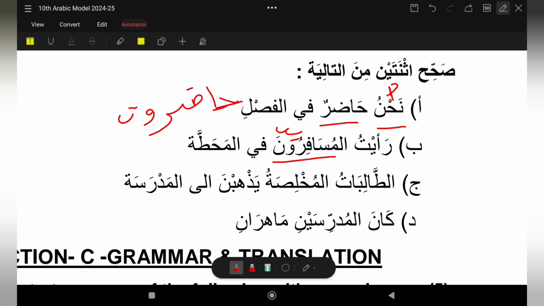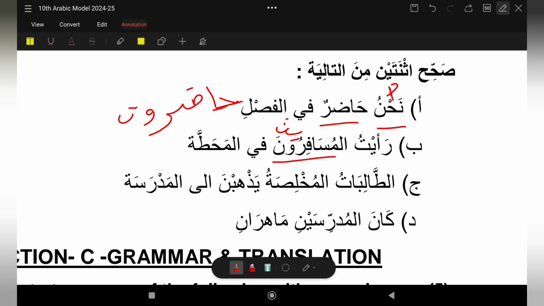Why should you say musafirina? Because when you say musafiruna, that is the nominative case. Here it should be the accusative case. It's jam'u. We have studied jam'u. The accusative case happens with ya and nun. The nominative case, waw and nun. The accusative and genitive cases happen with ya and nun. So you have to say ra'aytul musafirina. We should apply what we studied here.